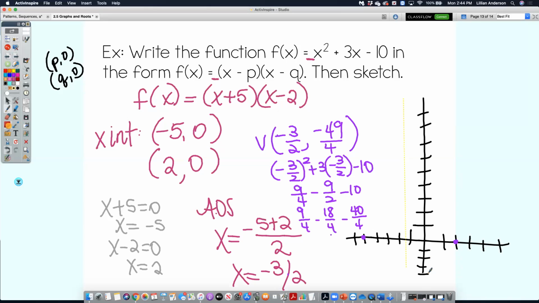It's like all the way down here, because that's going to be like -11, -12. So all the way down here at -12 something, that's my vertex. Then all I have to do is go through my x-intercepts, because I already have them. No need to do the pattern. I have my x-intercepts. They just have to go through those.